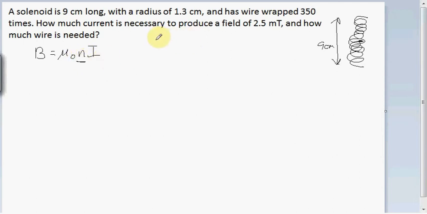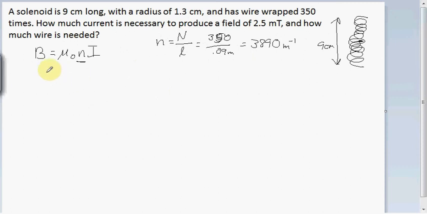So in other words, n is equal to the total number of turns, which we usually call capital N in these magnetic things, divided by the length of my solenoid, which is 350 divided by 0.09 meters. And so small n then is about 3,890 turns per meter. Turns aren't really a unit, so I'll just write that as inverse meters. So that's what n is.